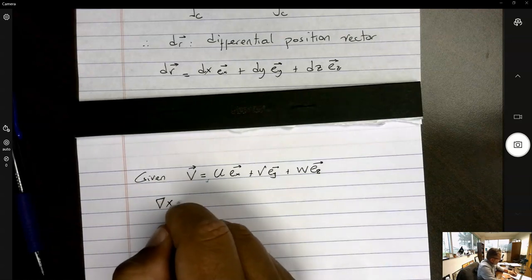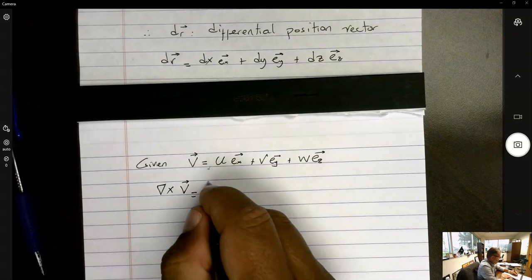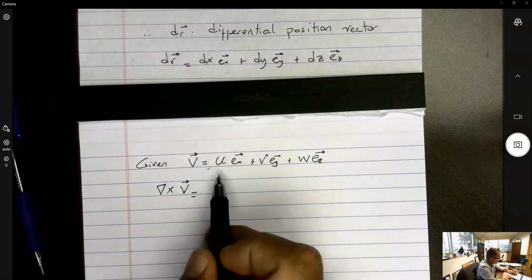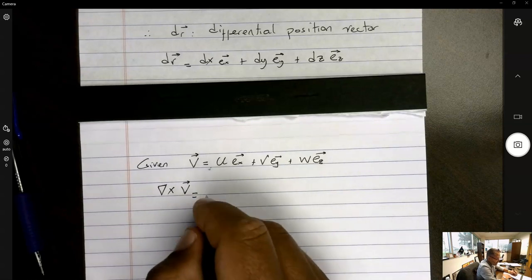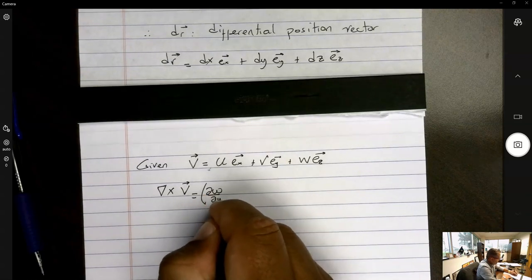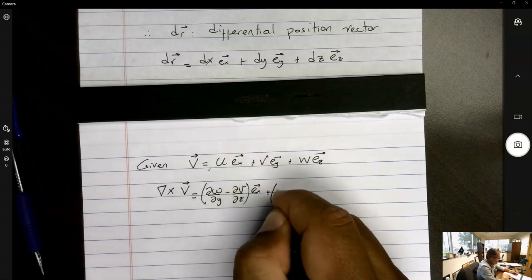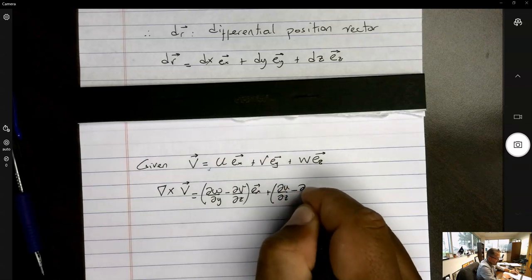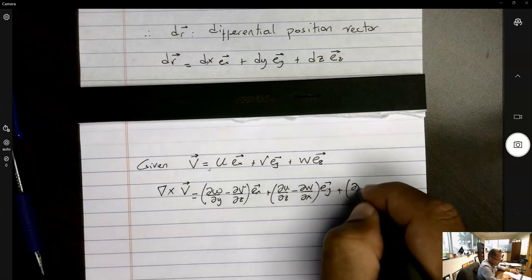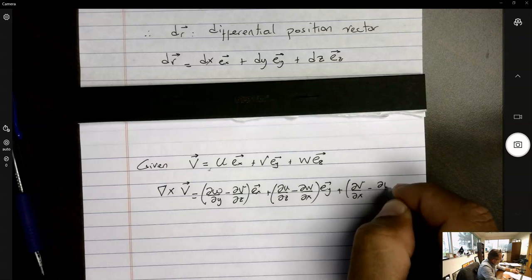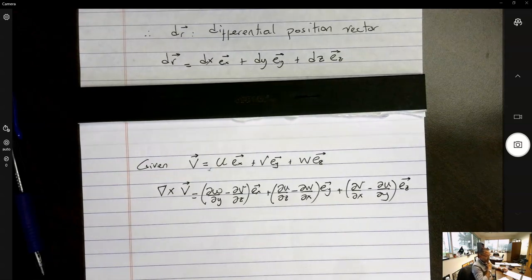recall that the curl of V is equal to, we've already gone through this operation, so you take the determinant of a matrix of d/dx, d/dy, d/dz over u, v, w, and that ends up being dw/dy minus dv/dz in the x direction plus du/dz minus dw/dx in the y direction plus dv/dx minus du/dy in the z direction. So the three components of the curl of a vector field.